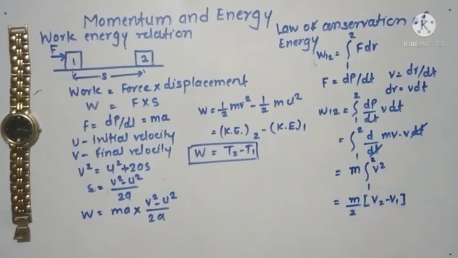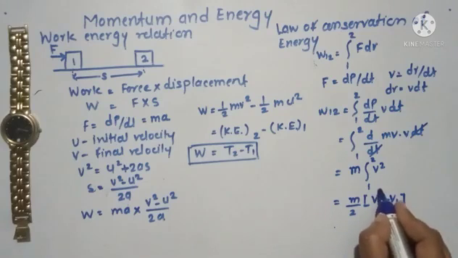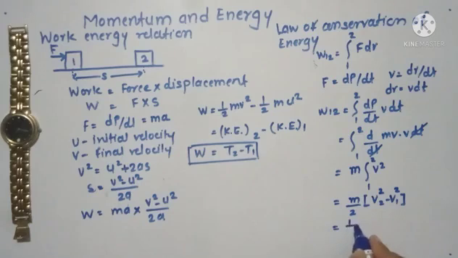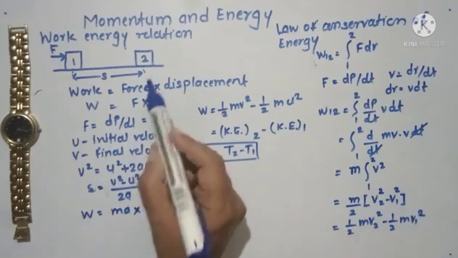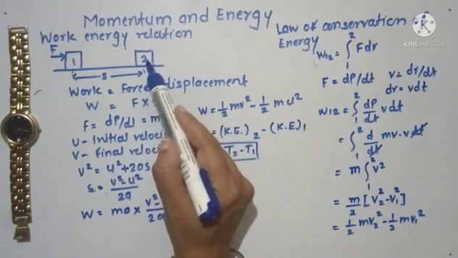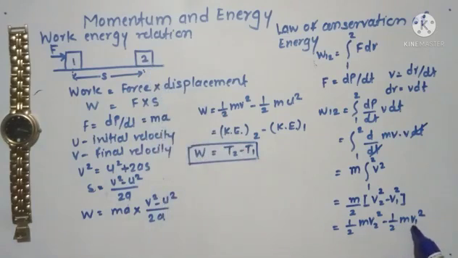When we solve this integration, we are going to get m by 2 (v2 minus v1), or I can write v2 square minus v1 square. So I'm going to get 1/2 m v2 square minus 1/2 m v1 square. So 1/2 m v2 square is nothing but the kinetic energy of the final position, and 1/2 m v1 square is the kinetic energy of the first position.